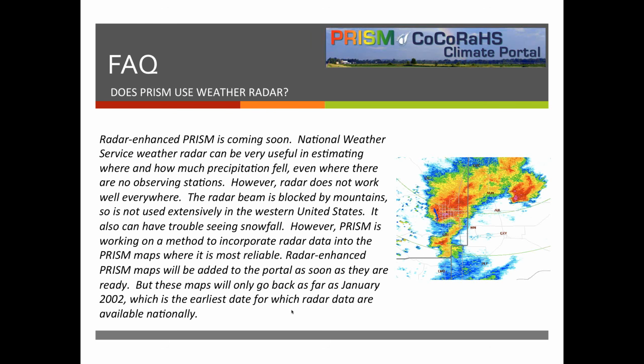The mountains can block the radar. Snow is often very difficult to capture and detect on radar. But what PRISM is doing, going back to about 2002 and now moving forward, they are going to be integrating where they are able to radar into their estimates to enhance the quality of the monthly and eventually the daily products that will be produced in the future. So radar integration is coming.